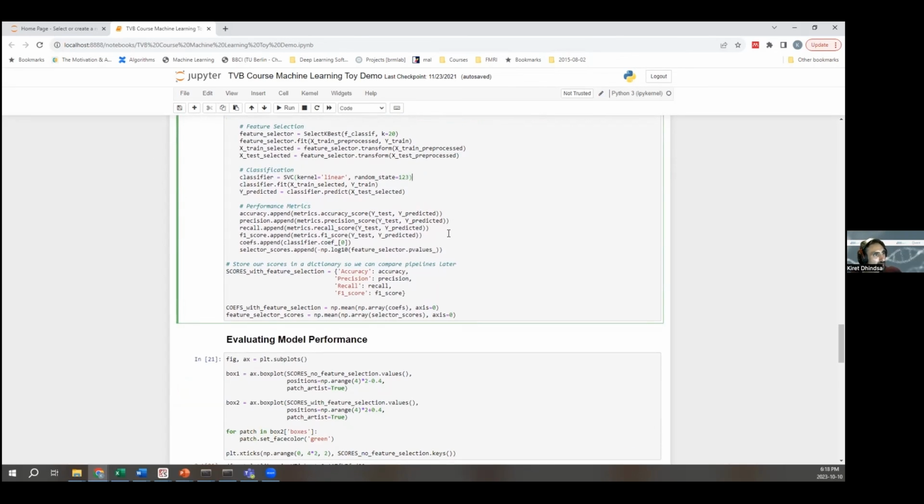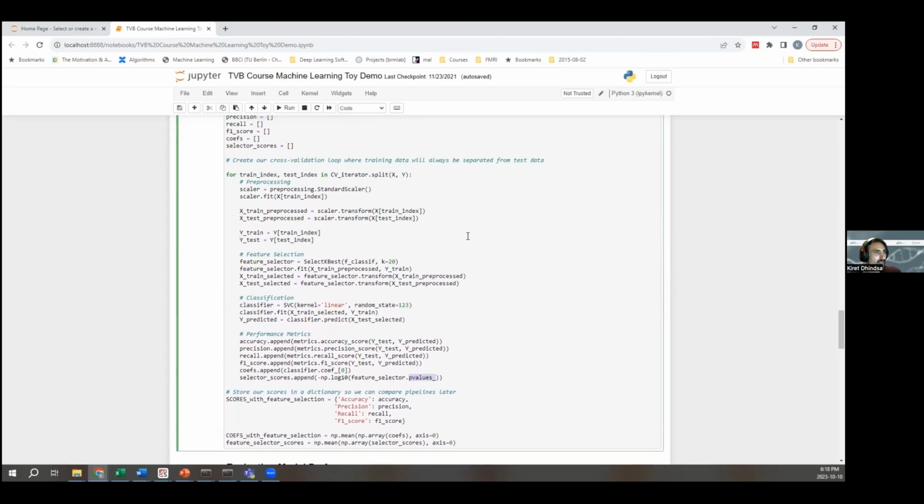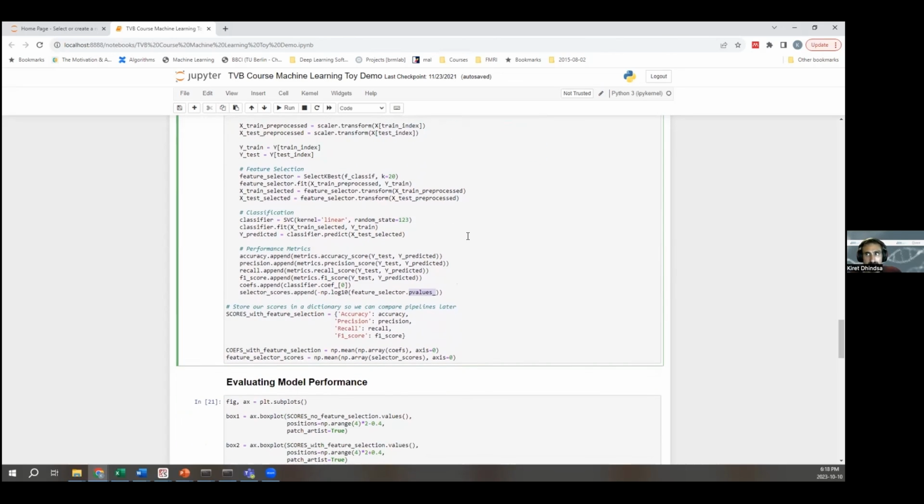And now in addition to storing, say, the performance and the coefficients of the model, we are also storing the feature selection scores, which in this case are the p-values. So this feature selection uses the F distribution, so essentially an ANOVA model, to pick features. The features with, of course, the lowest p-values in your ANOVA model are the ones that are the best separators of your classes. So I'm just taking the negative log of the p-values, so that the features with the most importance are ranked higher.